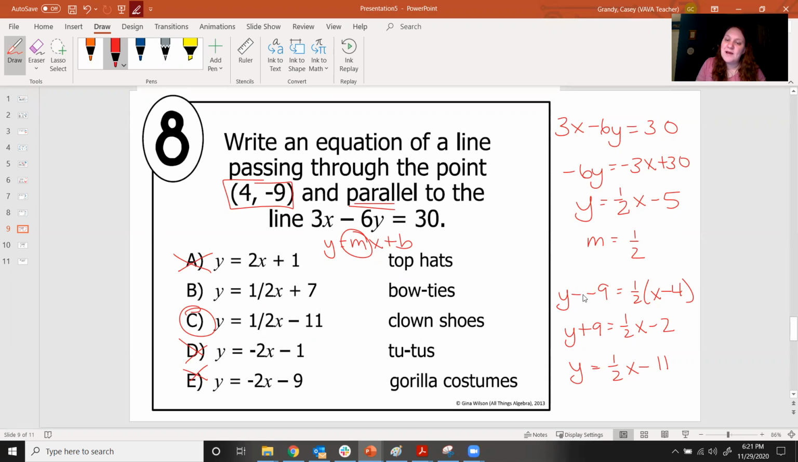I rewrote y minus -9 as y plus 9 and distributed my 1/2 in the same step. If you needed to do that in 2 steps, that's perfectly fine. Then subtract 9 from both sides and you'll get your answer. As soon as I knew that that slope was 1/2, I came over here and immediately crossed off A, D, and E because I need the slope to be 1/2, and only B and C had a slope of 1/2. So that helps narrow it down, and then I was able to use point-slope form to come up with the correct answer.